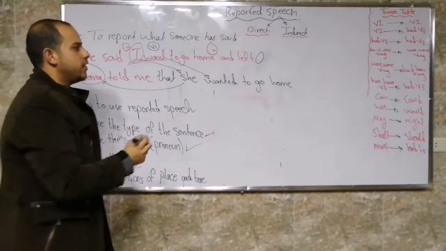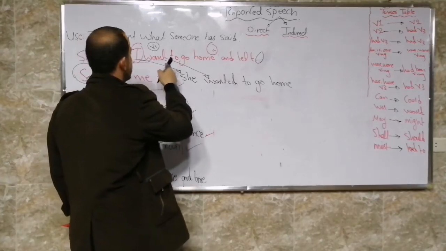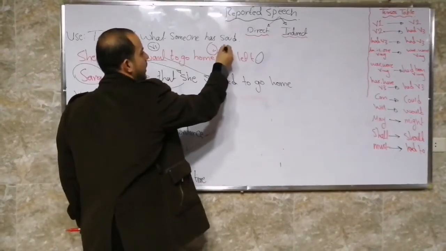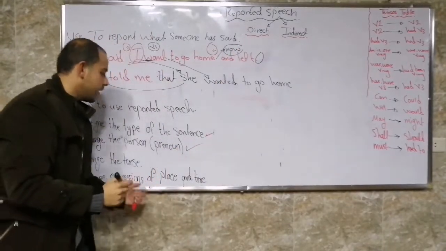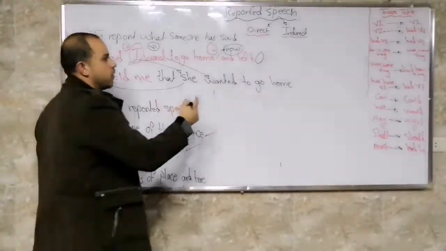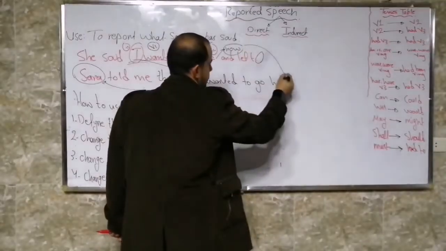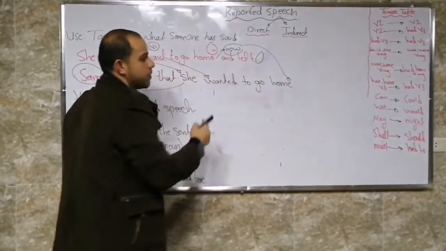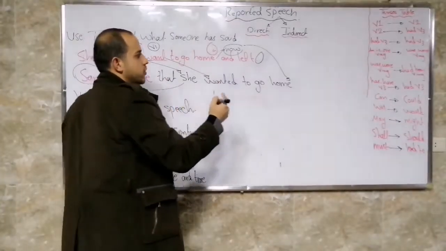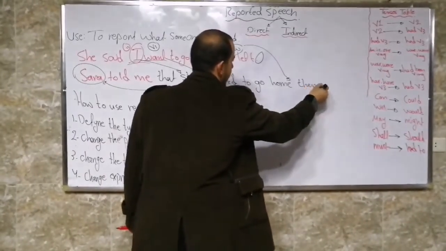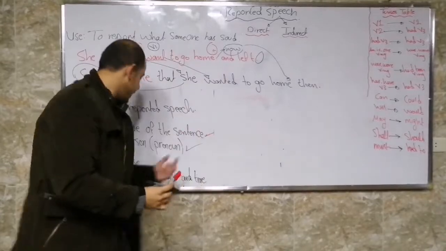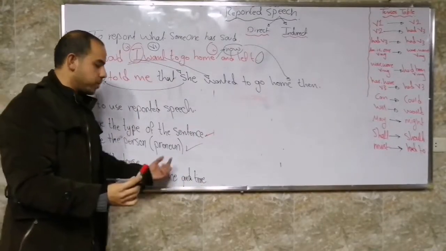Let us assume that here we have "I want to go home now." Okay? Now is a time expression that should also be changed. Now changes to then. Okay. How to change expressions of place and time also.